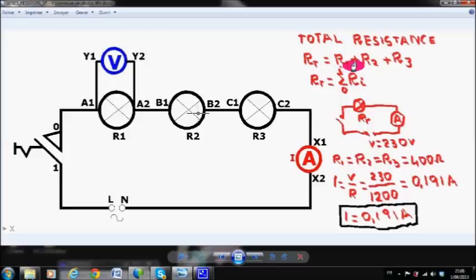So the total resistance is the sum of all the resistances. RT equal R1 plus R2 plus R3. So whatever the number of resistances you have, the total resistance is the sum of all the resistances in the circuit. This brings you to a simple circuit where you have only one resistor that represents the total resistance. For example, if R1 equal R2 equal R3 equal 400 ohm, the current that flows through the circuit is the total V over total R equal 230 divided by 1200. You get the current is 0.191 amps.